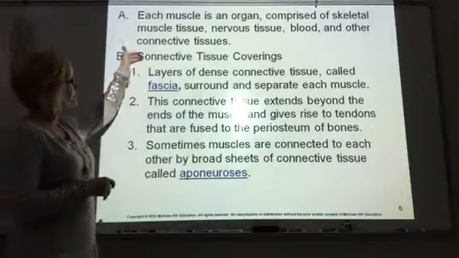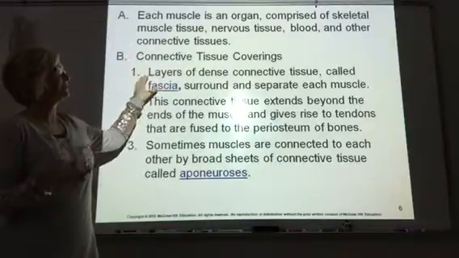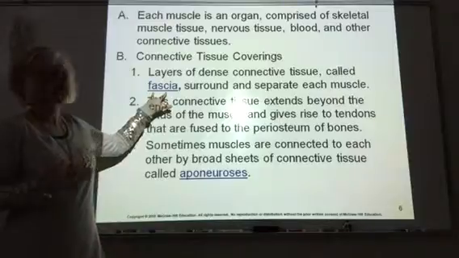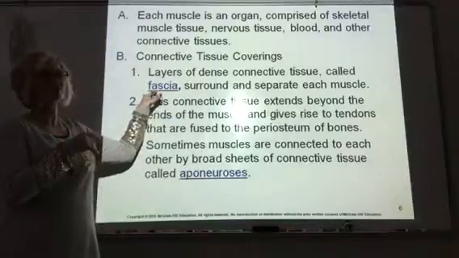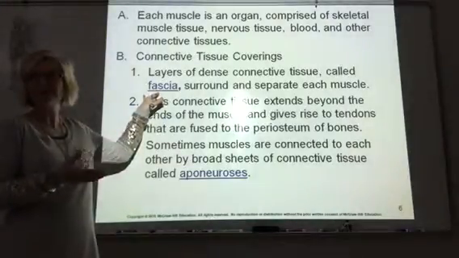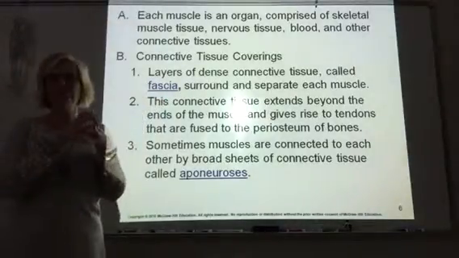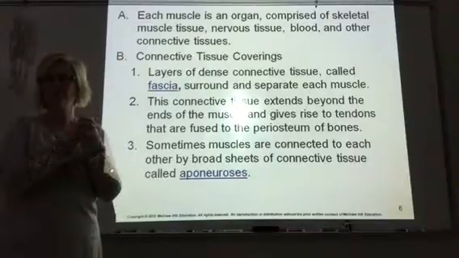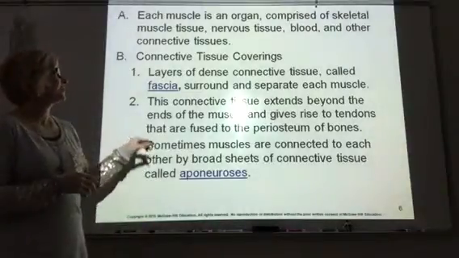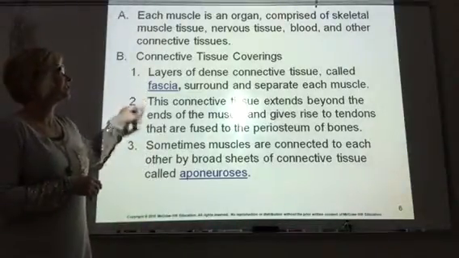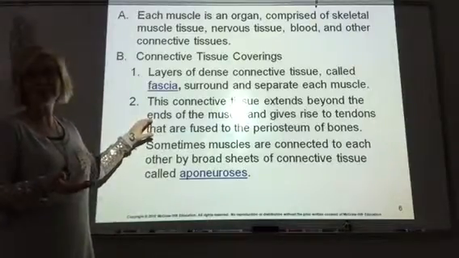If we look specifically first at connective tissue, there's going to be layers of connective tissue called fascia, and it surrounds each muscle. If you have beef, like steak or something like that, even chicken, this is kind of a whiter color, and you can see it surround each part, each muscle. So it kind of separates muscle. This connective tissue, this fascia, extends beyond the ends of the muscle, and then it eventually will turn into tendons.